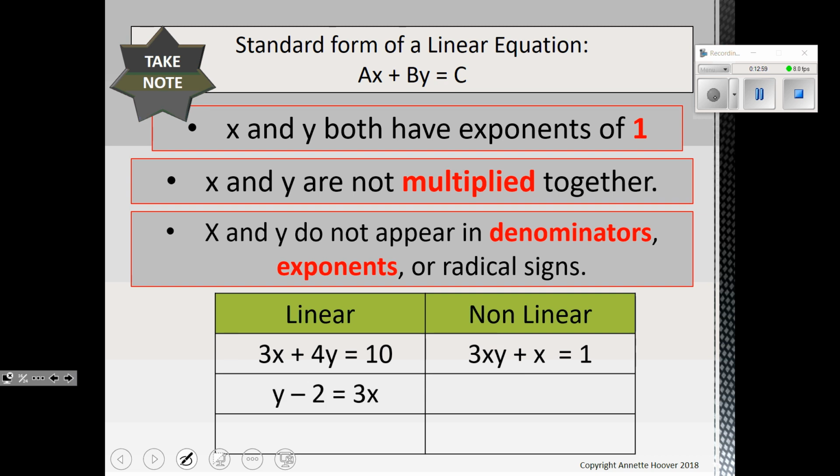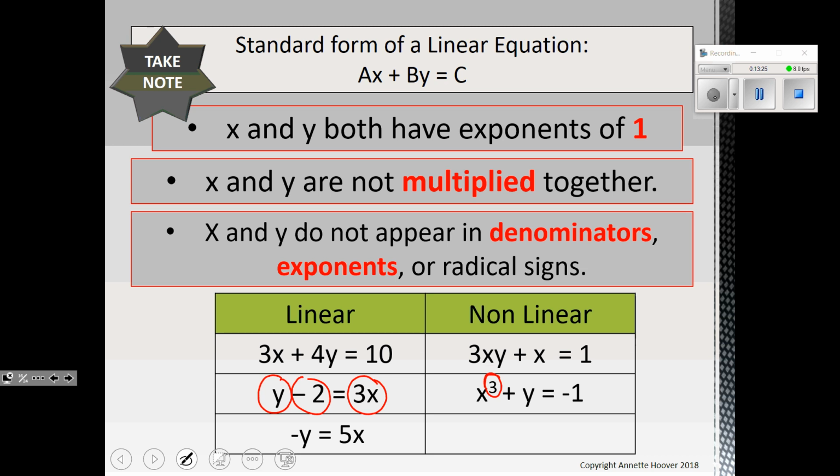This one is linear. It's not written in standard form, but I see an x term, I see a y term, and I see a constant. So that is a linear equation. It's not written in standard form. This one here would not be. Can you tell why? Because of this exponent of 3 on the x term. There can only be an exponent of 1.